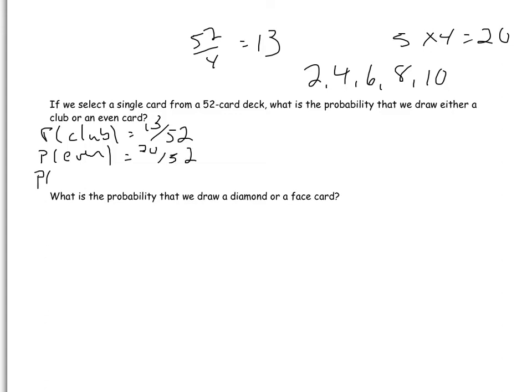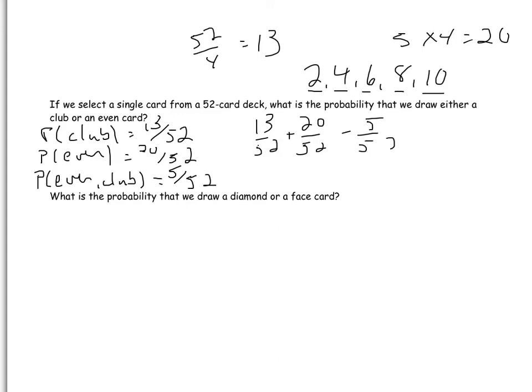Now the probability of drawing an even club card, so that would be the intersection of cards that are clubs and even, would actually be 5, because there's 5. These 5 are also clubs, so we've actually counted those twice. So that's 5 out of 52. So we put those together, we get 13 out of 52, plus 20 out of 52, minus 5 out of 52, which is going to equal 28 out of 52, which is going to give us 14 out of 26, which will give us 7 out of 13. And we can turn that to a decimal too, but I can leave it like that as well.